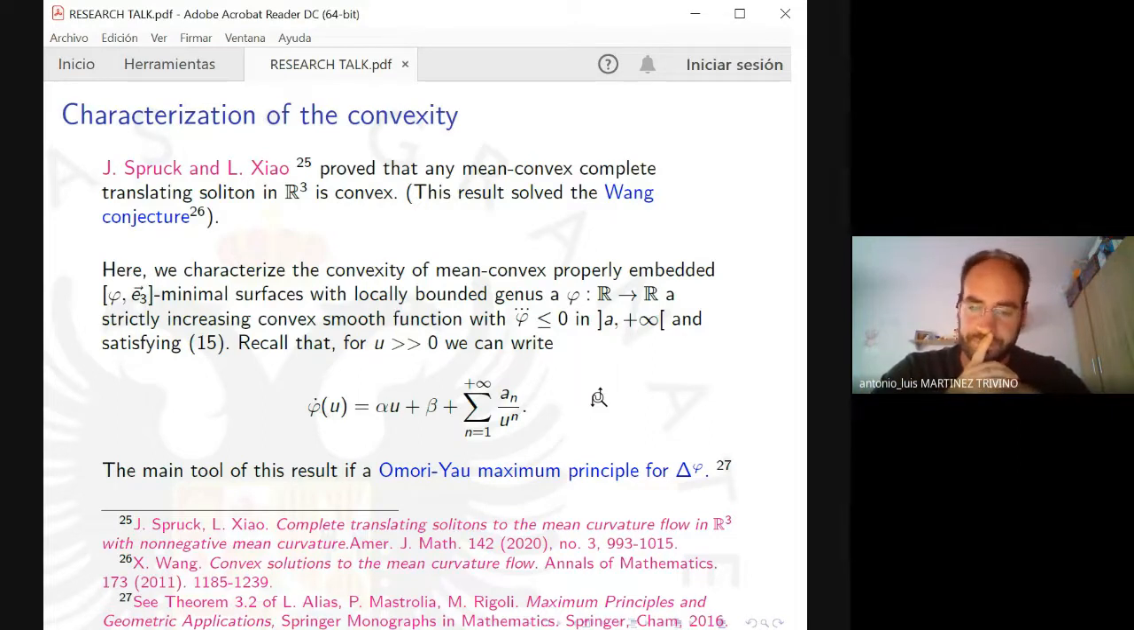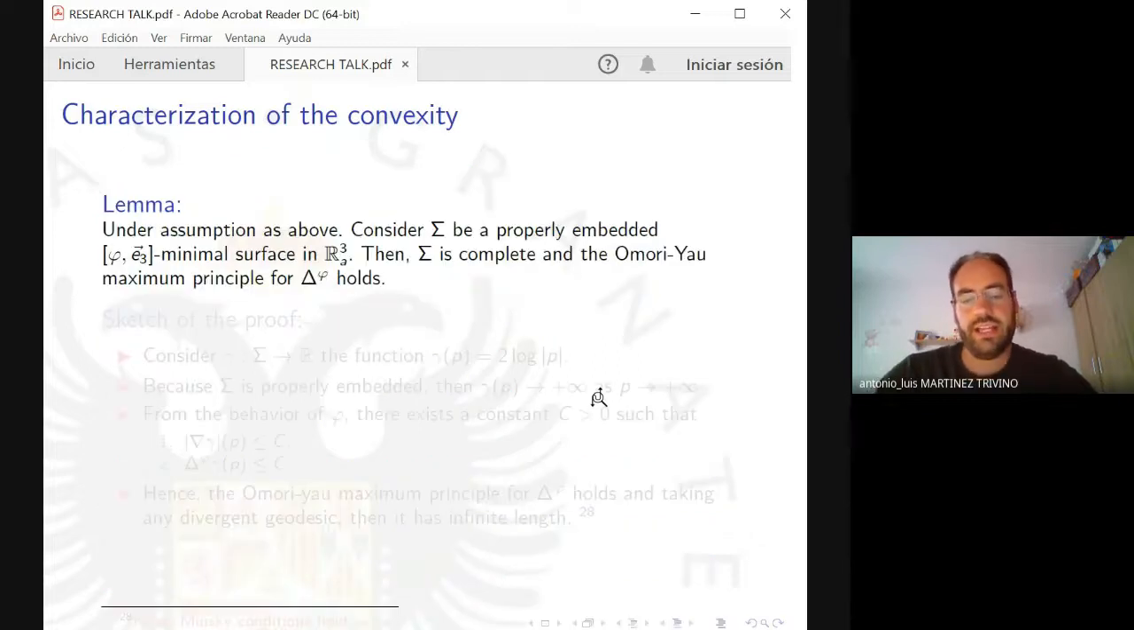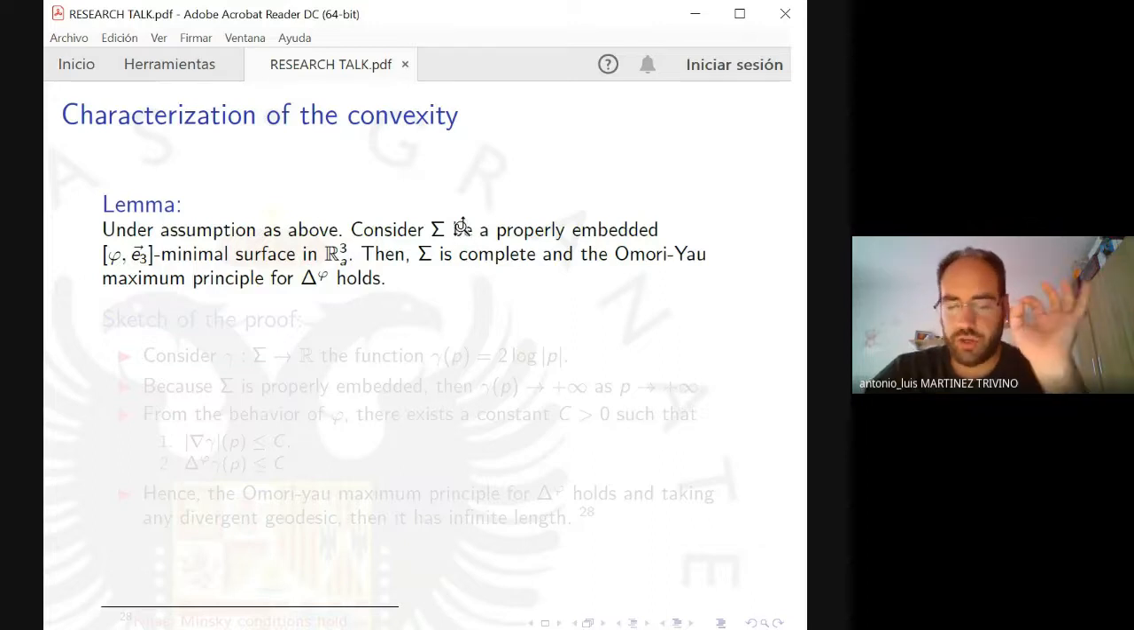On the other hand, the classical Omori-Yau principle for the Laplacian had been applied for complete surfaces. However, in our condition, we cannot assure the completeness of sigma, nor that the Omori-Yau maximum principle holds in our family of surfaces. Okay, however, under the assumptions above, any properly embedded phi-minimal surface in R3 is complete, and moreover, the Omori-Yau maximum principle for the drift Laplacian holds.